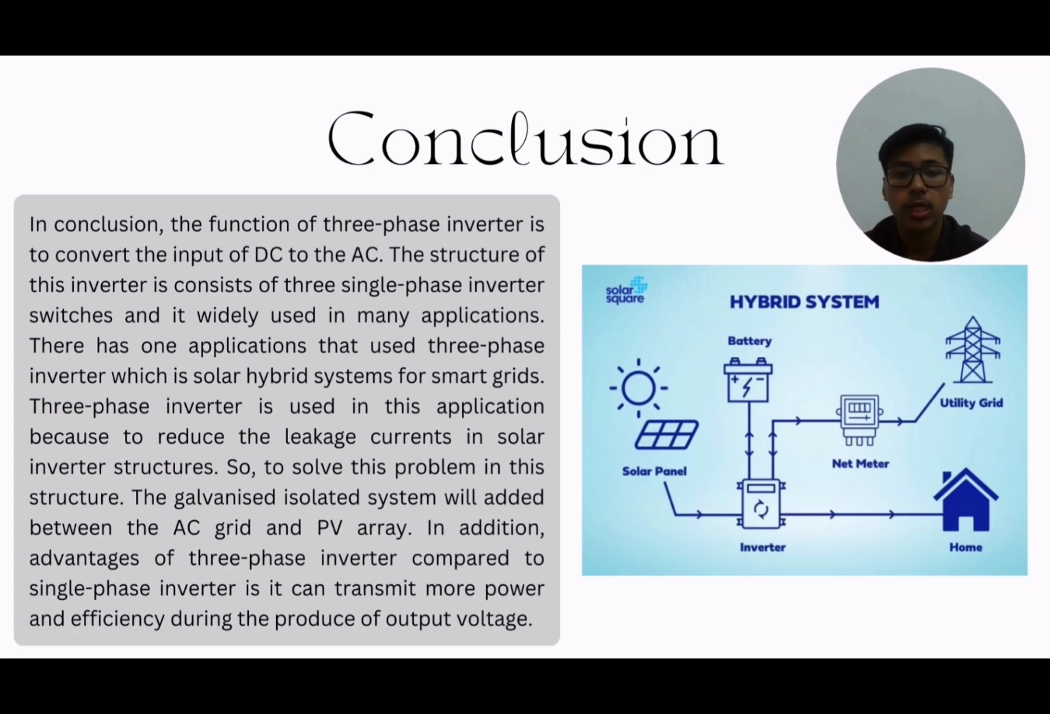The function of the three-phase inverter in this solar hybrid system is to reduce the leakage current in the solar inverter structure. To solve this problem, a galvanic isolated system will be added between the AC grid and the PV array to make the leakage current go to the ground. In addition, there are some advantages of the three-phase inverter compared to the single-phase inverter, which is that it can transmit more power and is more efficient during the production of output voltage.